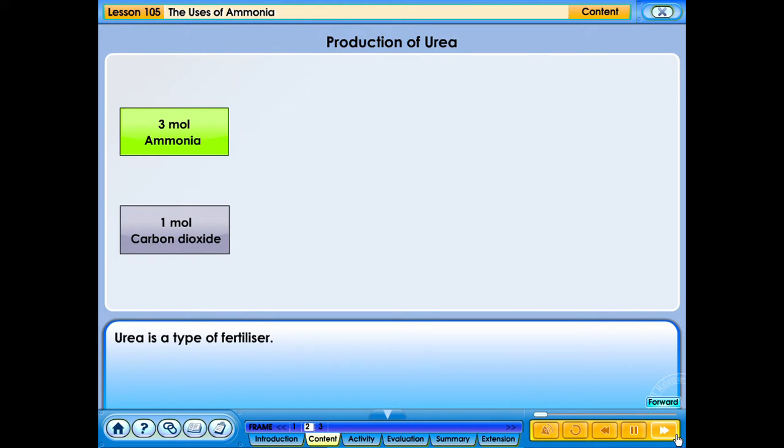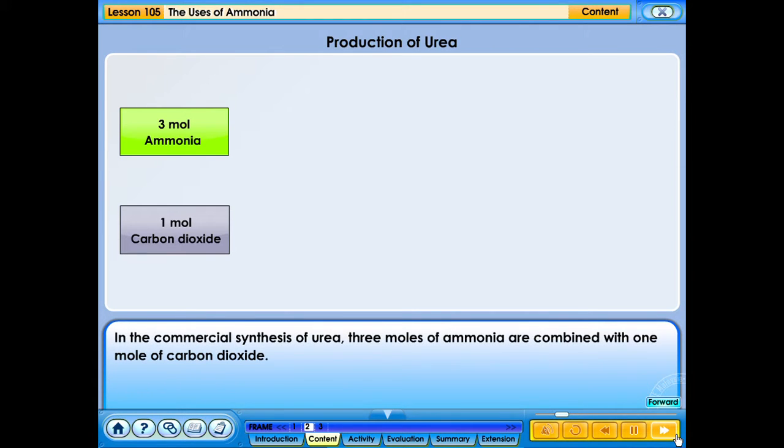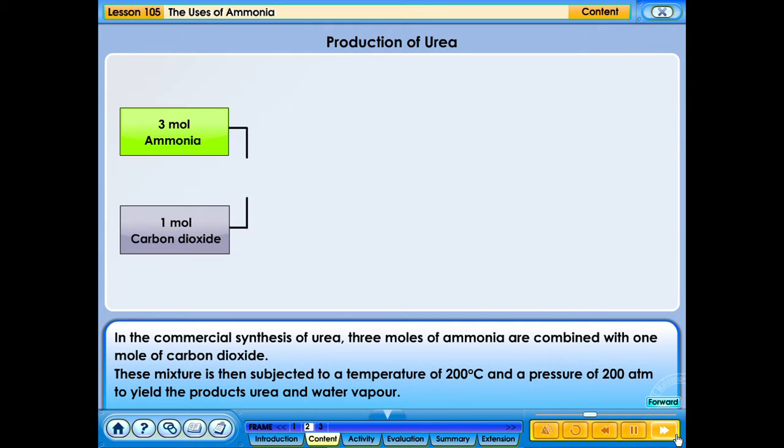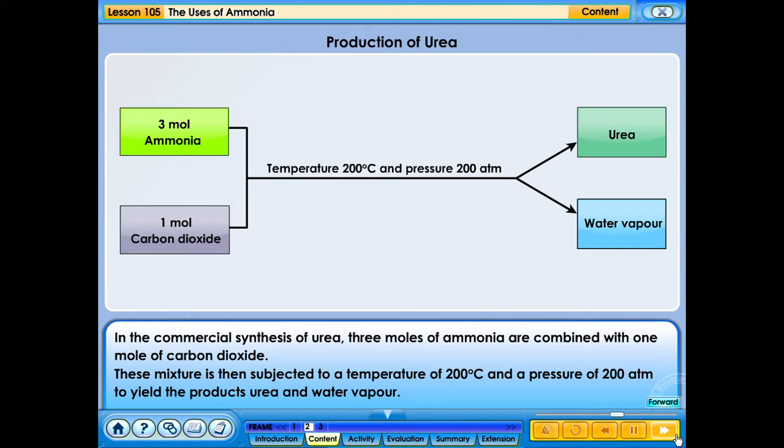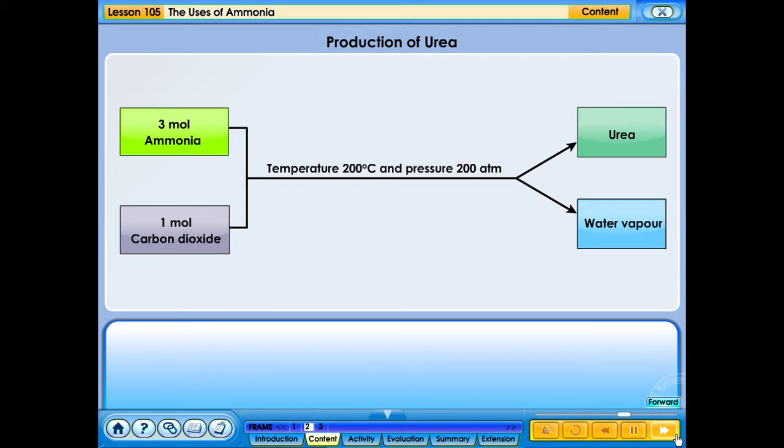Urea is a type of fertilizer. Let us find out how urea is produced. In the commercial synthesis of urea, 3 moles of ammonia are combined with 1 mole of carbon dioxide. This mixture is then subjected to a temperature of 200 degrees Celsius and a pressure of 200 atmospheres to yield the products urea and water vapor.